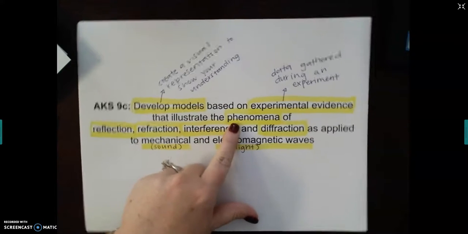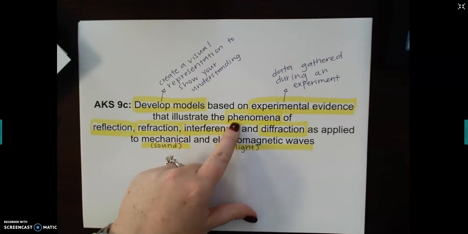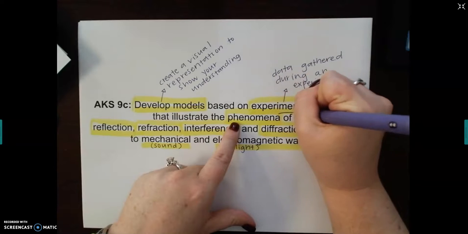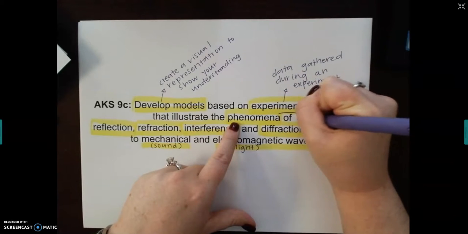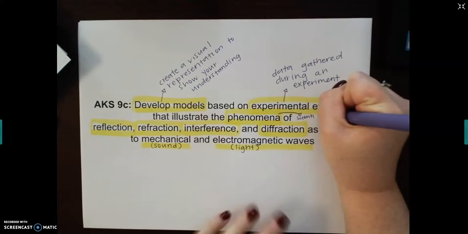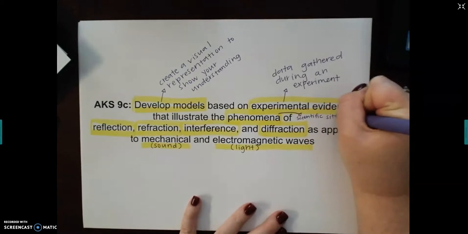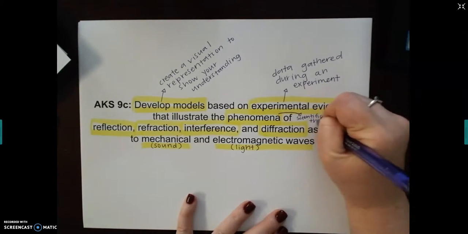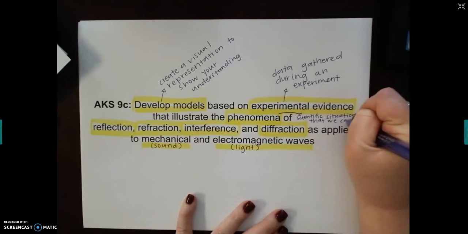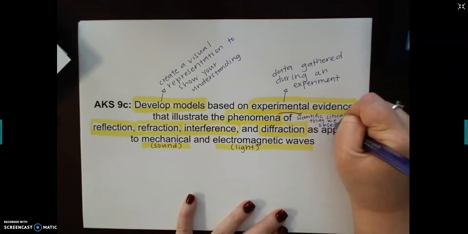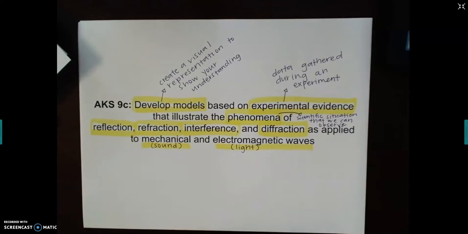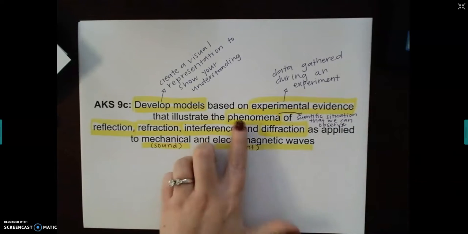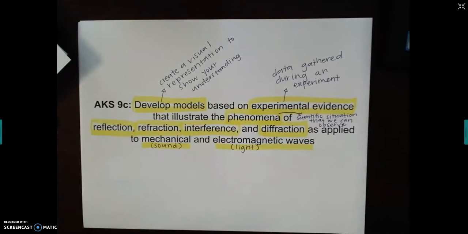So let's go on to this word phenomena. Phenomena is going to be some kind of scientific situation or occurrence that we can observe. In physics, what we're doing this first semester, we're doing a lot of observation of phenomena, things that happen in the world around us that we can observe and explain as to why they are occurring.